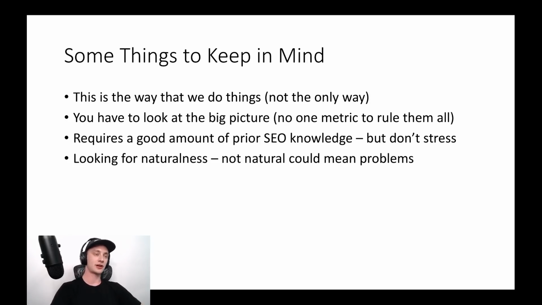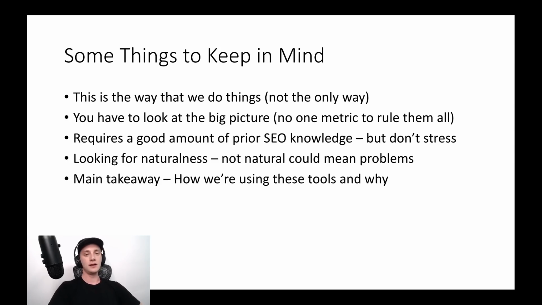Also, you'll note that a recurring theme through this whole site analysis process is that we are constantly looking for naturalness. If something doesn't look natural, there might be problems. A lot of SEO now and moving forward is going to be trying to make things appear natural. So even if you're doing things that are against Google's terms of service, you need to be doing everything you can to look natural, to blend into everybody else, and just do things better than they do it. So the main takeaway of this video should be how we're using the tools to analyze these sites and why we're using them in the way that we use them.